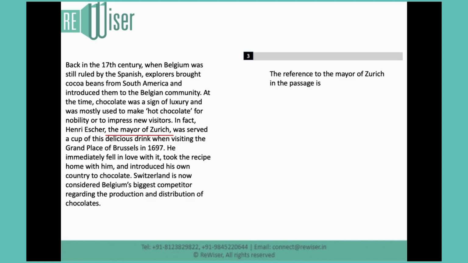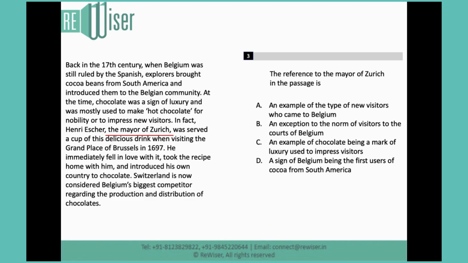Right. Now, let me look at, so he is being mentioned as an example of a nobility or a new visitor who would have been offered hot chocolate. Right. So let's see what A is saying. An example of the type of new visitors who came to Belgium. He's not being mentioned as an example of type of new visitors who came to Belgium. We don't know whether he was a new visitor or he was a nobility. So I would take it with a pinch of salt. I would worry about this question. So I would eliminate it for the time being.